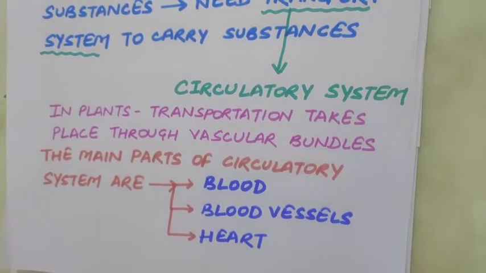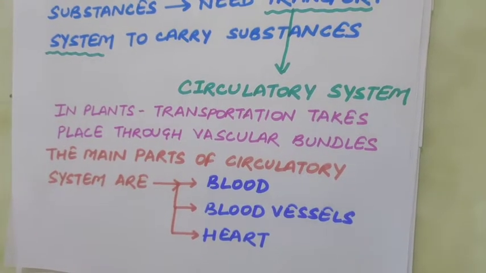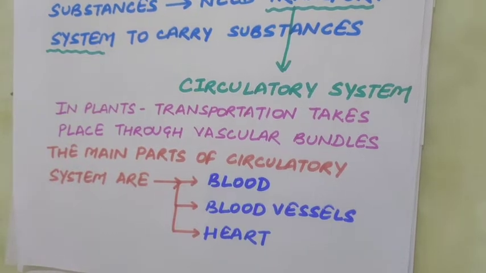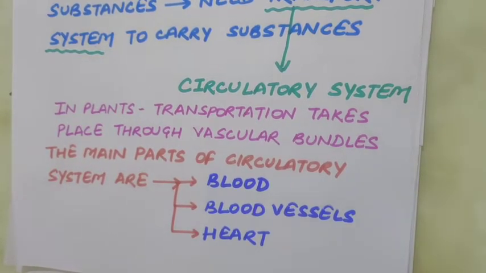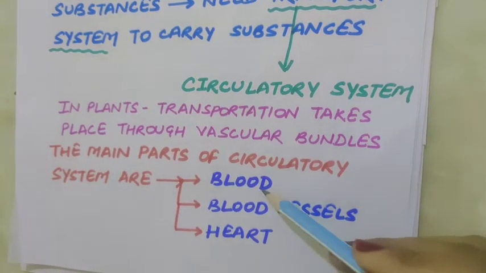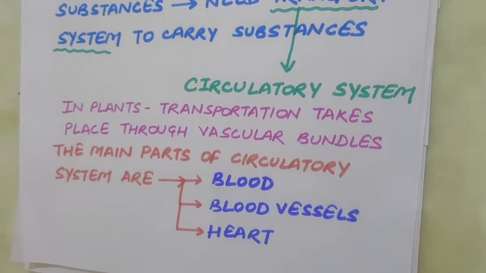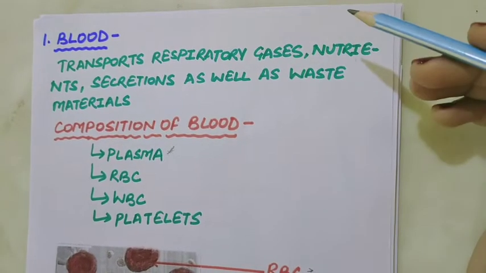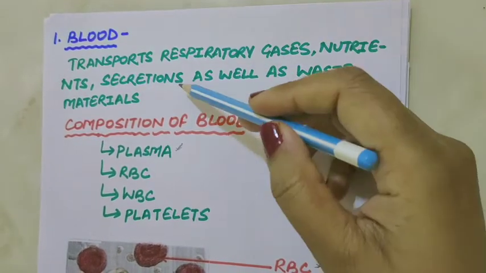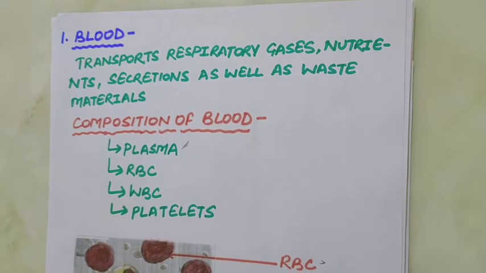The circulatory system is a transport system of the human body which consists of a network that supplies food, water, oxygen and other substances throughout the body. The main parts of the circulatory system are blood, blood vessels and heart. Let's talk about the blood first. Blood is a red colored fluid that transports respiratory gases, nutrients, secretions as well as waste materials from one part of the body to another.